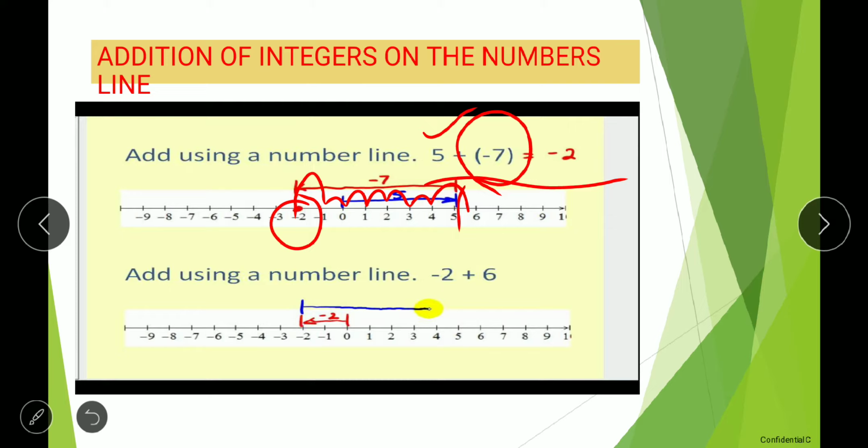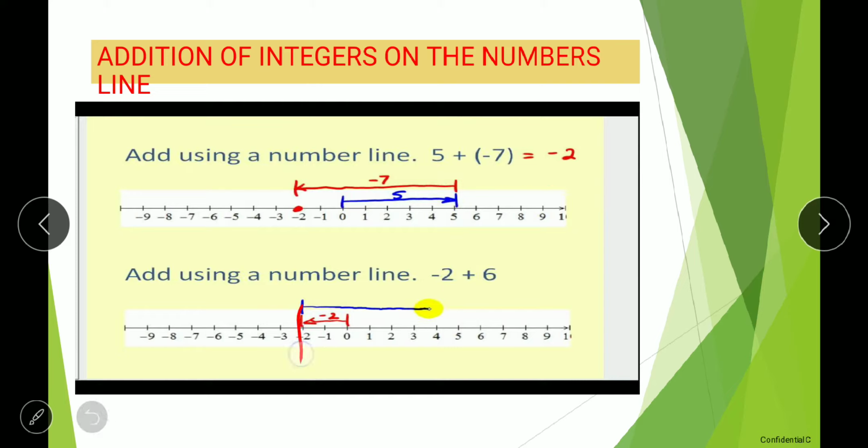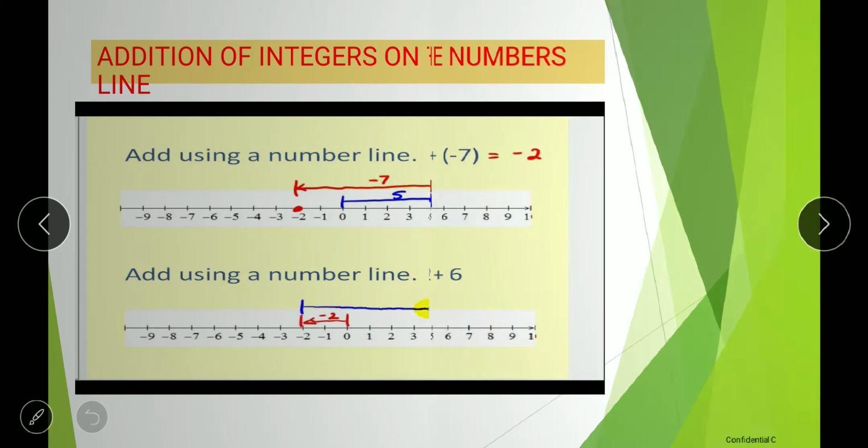And the second one, minus 2 plus 6. Here the first integer is minus 2. So start from minus 2 and we need to move 6 steps towards the right because the number 6 is positive. How many steps? 6 steps. 1, 2, 3, 4, 5, 6. Where do we stop? At 4. So the answer is 4. In this way we can add integers by using the number line.